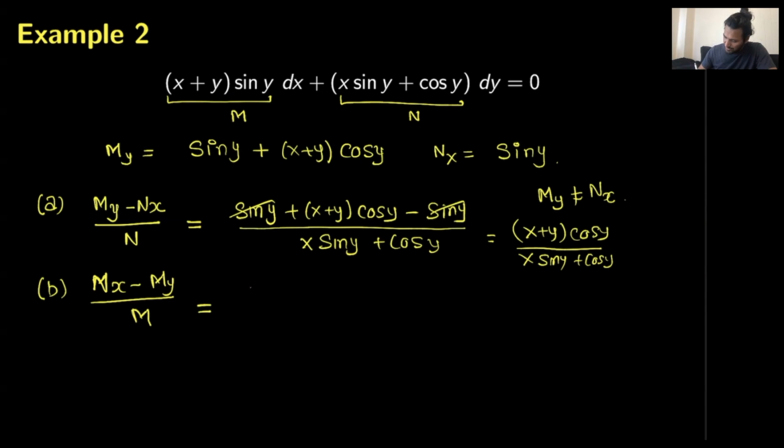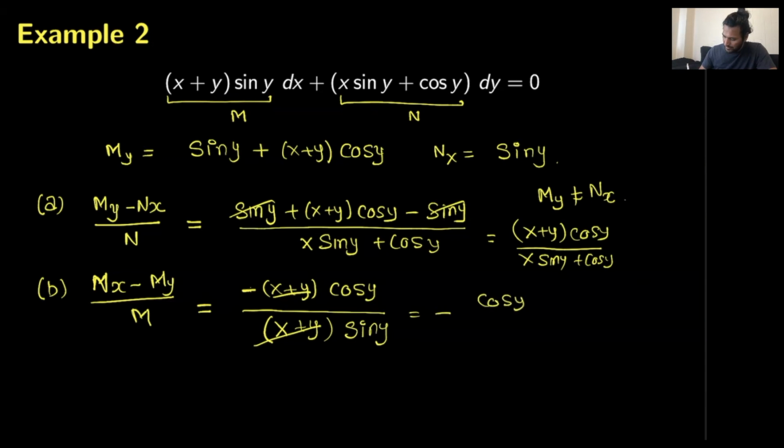So the top is going to be the same except with the negative sign. So (x + y) cosine y, because the terms flip on the top, and instead of N, now you divide by M. So (x + y), and then you divide by sin y. As you can see, this cancels out and then you get minus cosine y divided by sin y, which is a cot of y.